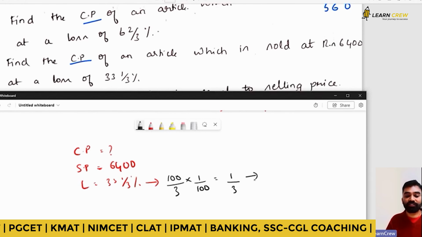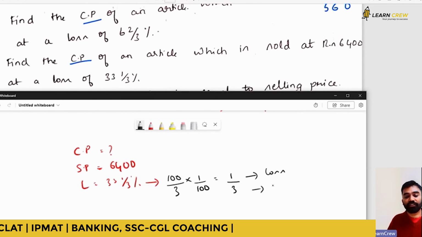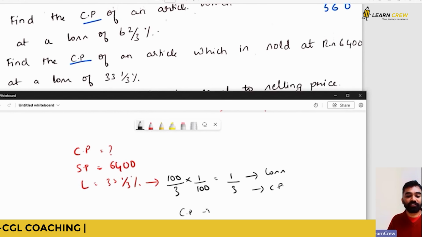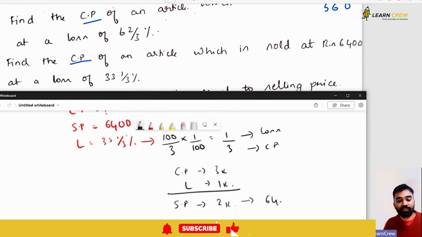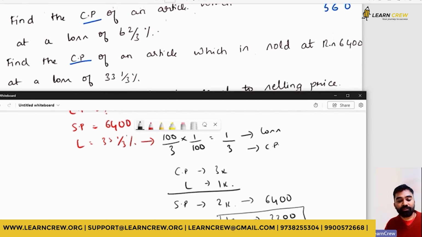If 1/3 is the ratio, this is loss and this is cost price. So cost price ratio is 3R. Loss ratio is 1R. Now selling price becomes 2R, cost price minus loss. So selling price value is given as 6,400. So what is single R value? 3,200. This becomes single R value.